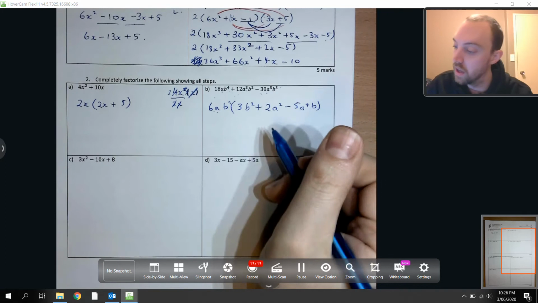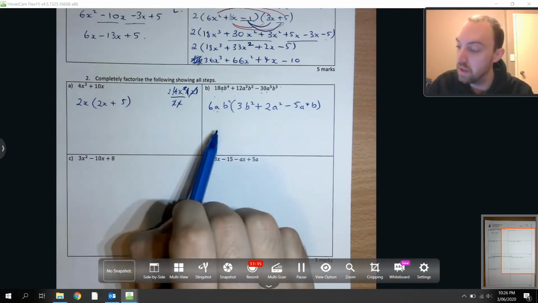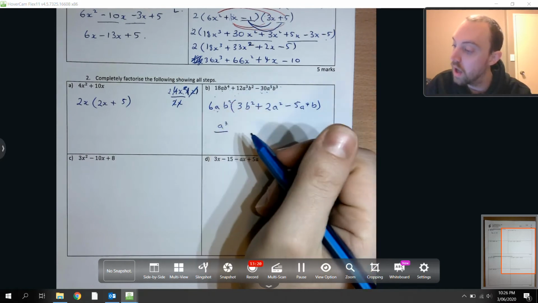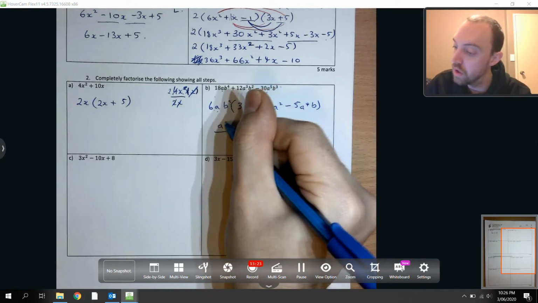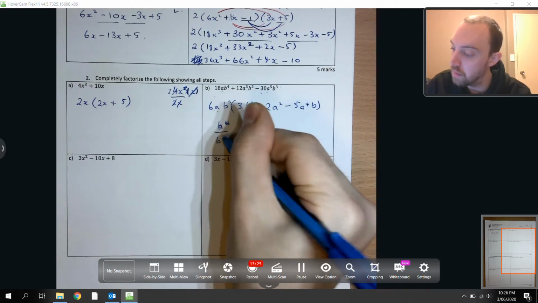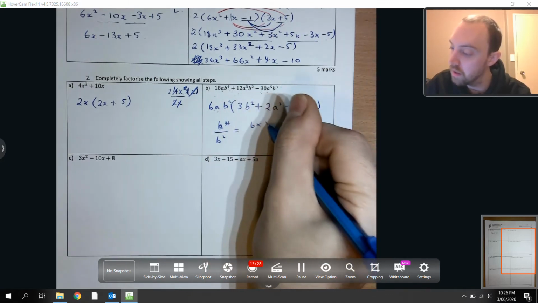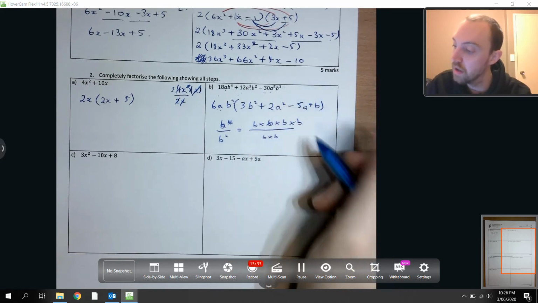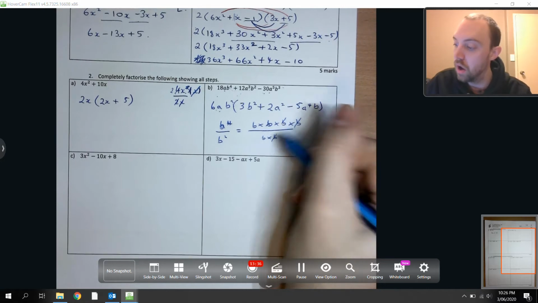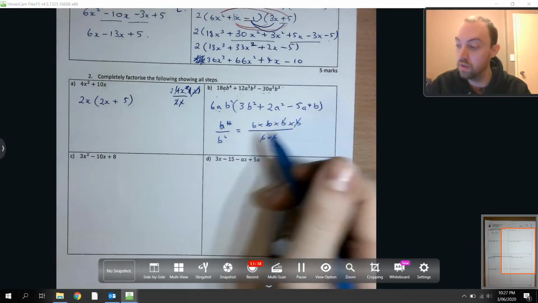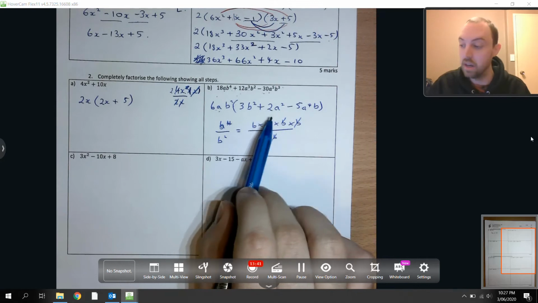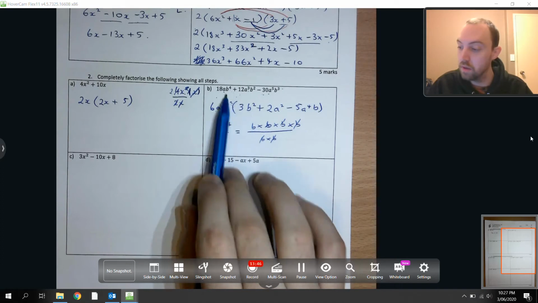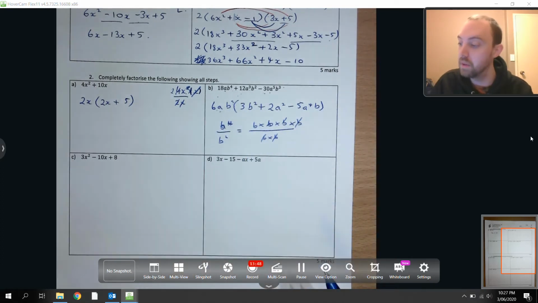And just a quick recap on what I tried to show up here. If I have something like a cubed, in fact, let's do b to the power of 4 divided by b squared. This would be b times b times b times b over b times b. One of each cancels, leaving just b times b or b squared up the top here. Okay, which is why I've gotten the b squared first. b to the power of 4 divided by b squared is b squared.